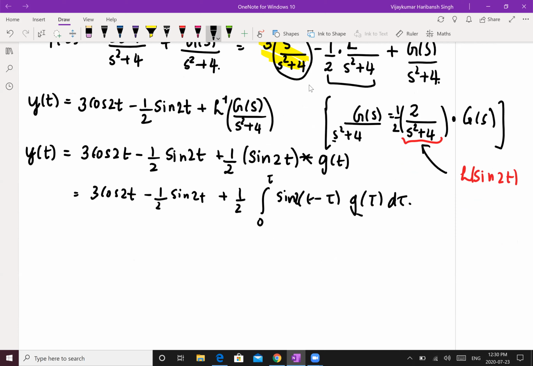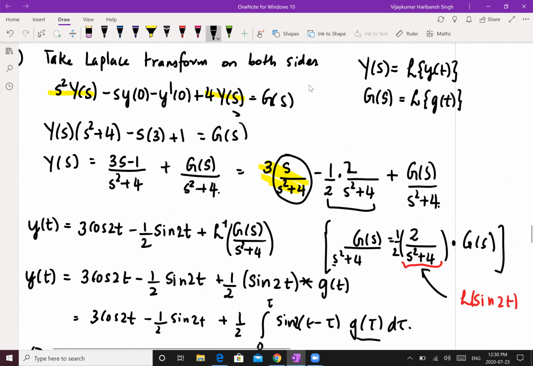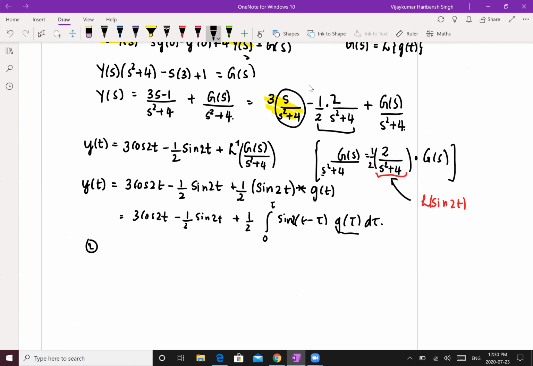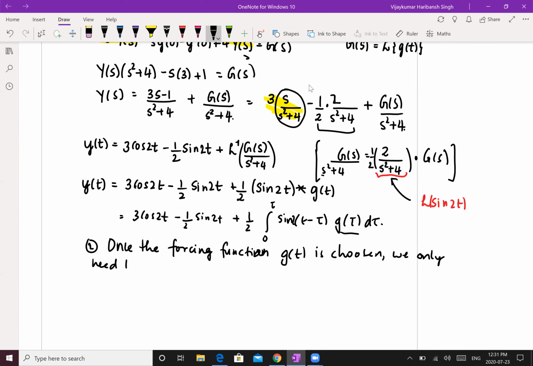Now here you work with an arbitrary forcing function. So the idea is, 1, we already took 1 for the Laplace transform, so let's work it out. 2, once the forcing function g of t is chosen, we only need to calculate the integral, right? The rest is basically calculated already for us.